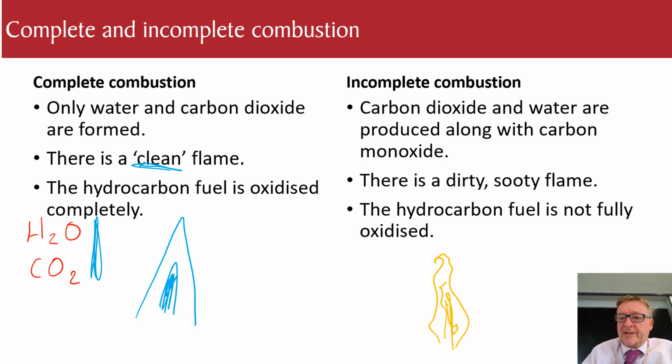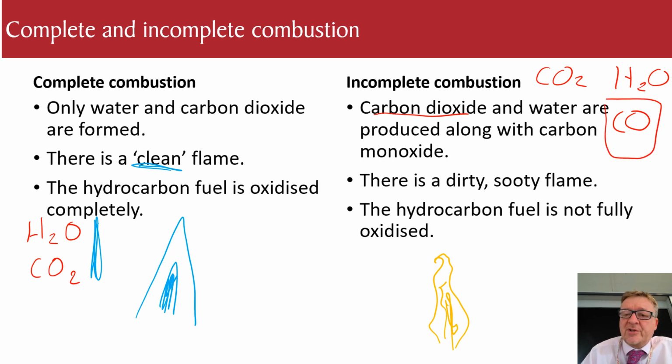In an incomplete combustion, you get carbon dioxide, which is what we had before. You get water, which is what we had before. And we get carbon monoxide, which is a deadly, nasty, poisonous gas. If you see carbon monoxide being produced in combustion, that means there is incomplete combustion. You get the orange flame, but you also get particulates coming off, which are black bits, as well as the carbon dioxide and the water.